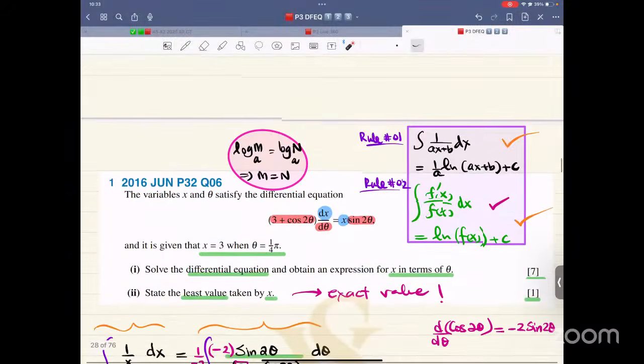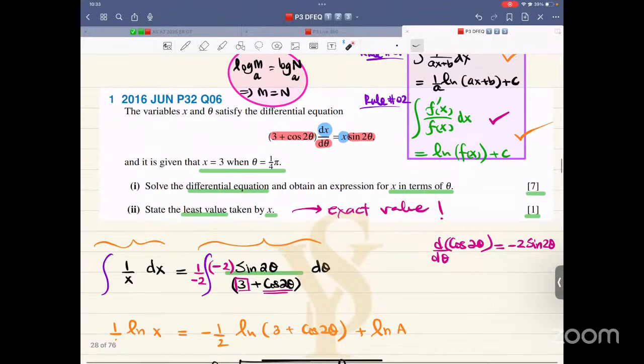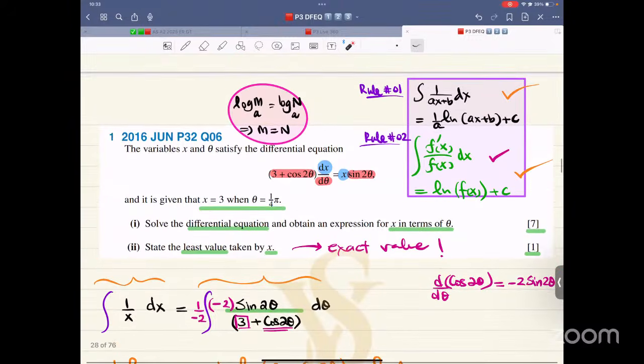Something that involves trigonometry. Okay. Now over here, look at this. It says the variables x and theta satisfy the differential equation (3 plus cos 2 theta) d theta, sine 2 theta all on one side, dx and x on the other side. This is simple. Now over here, we are applying this rule.